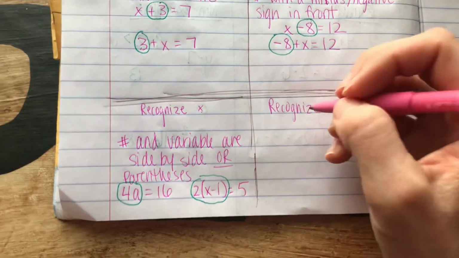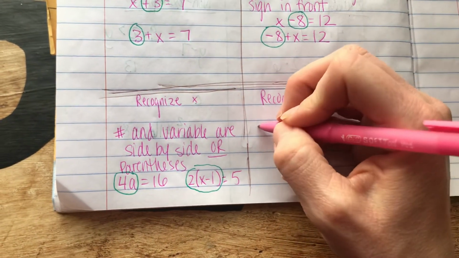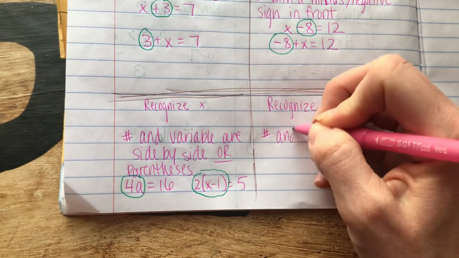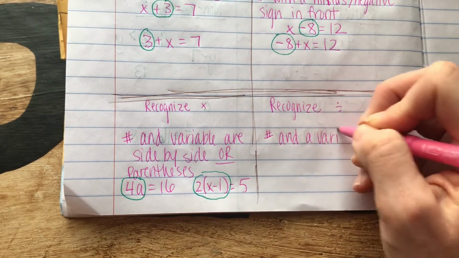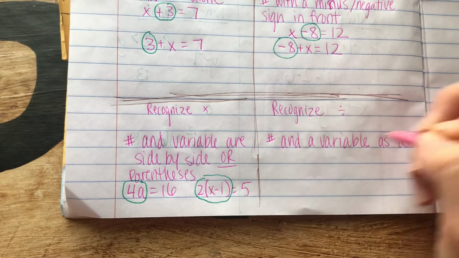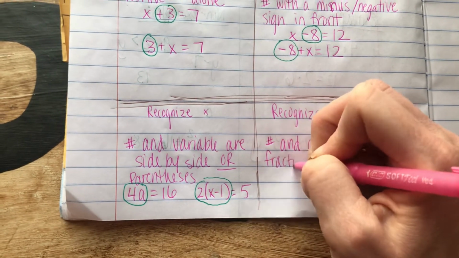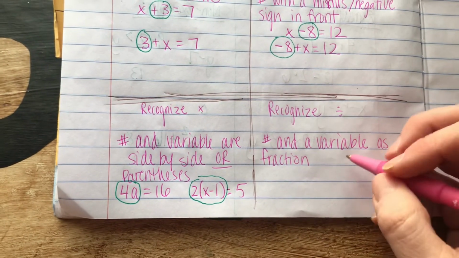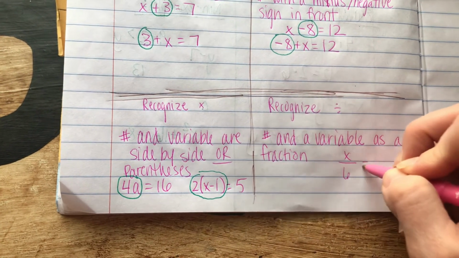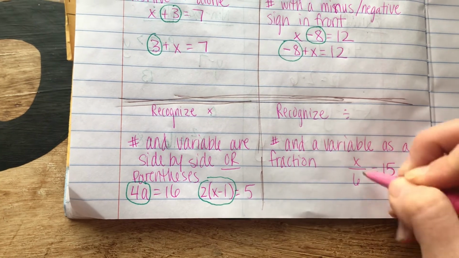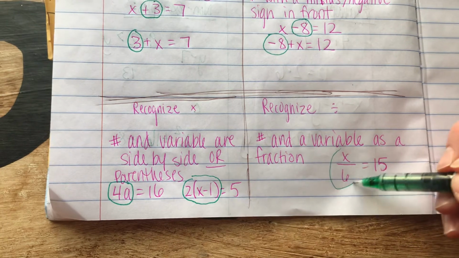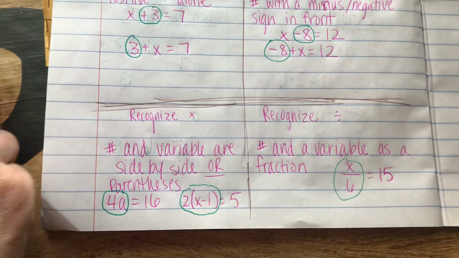For division, you would recognize division if there was a number and a variable written like a fraction, because remember that the fraction bar is also a division symbol. So like x divided by 6 equals 15 looks like x sixths, like a fraction, but it's actually a division problem, and so to undo this you would have to use multiplication.